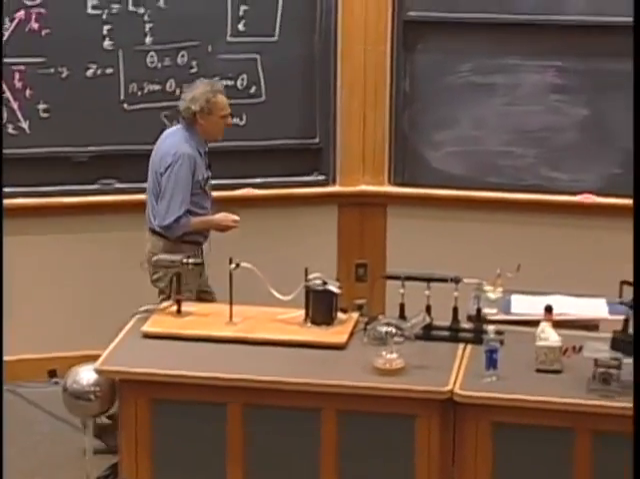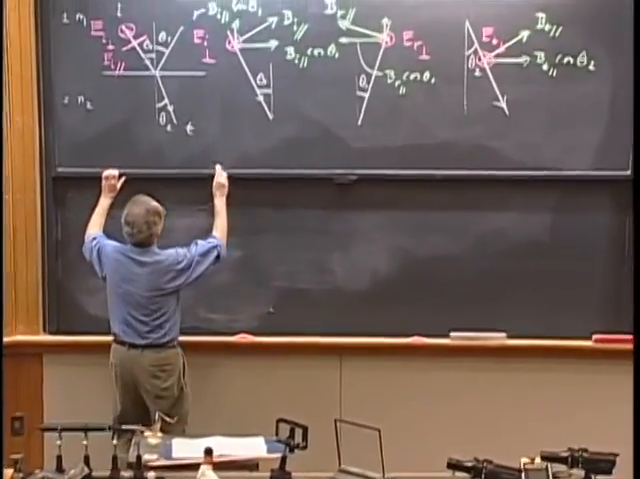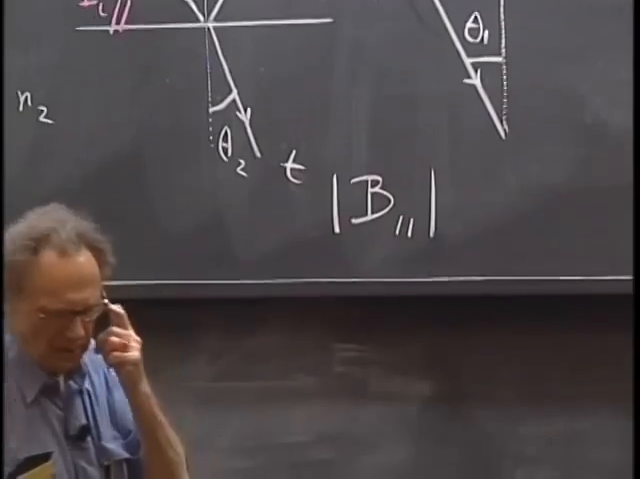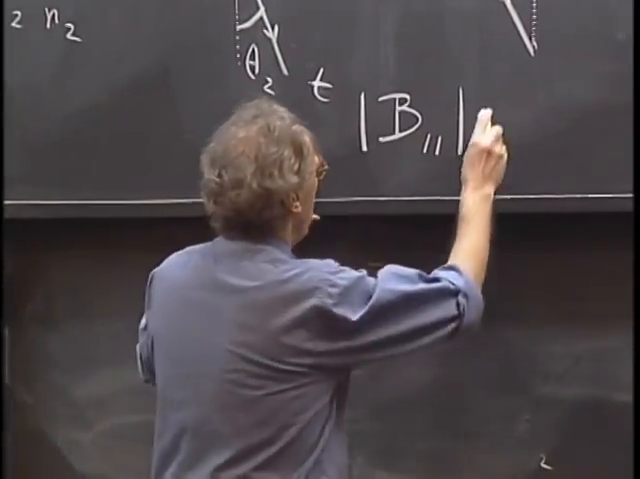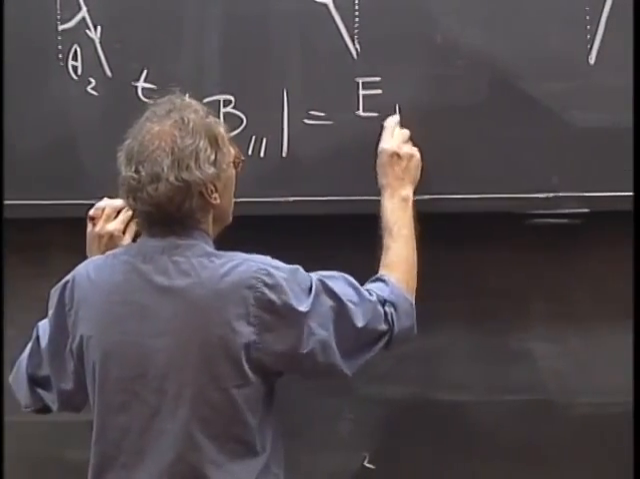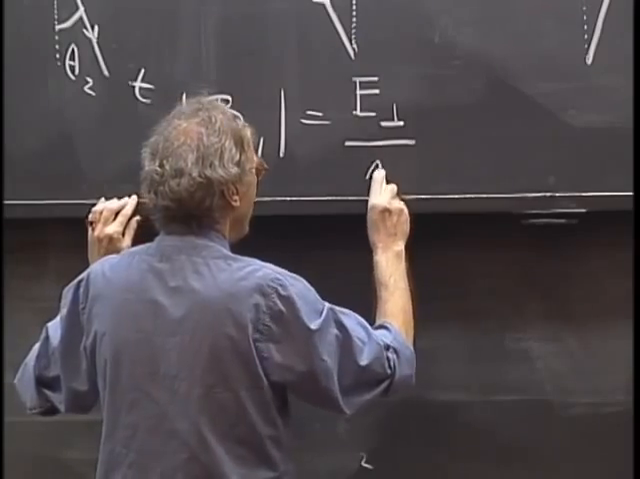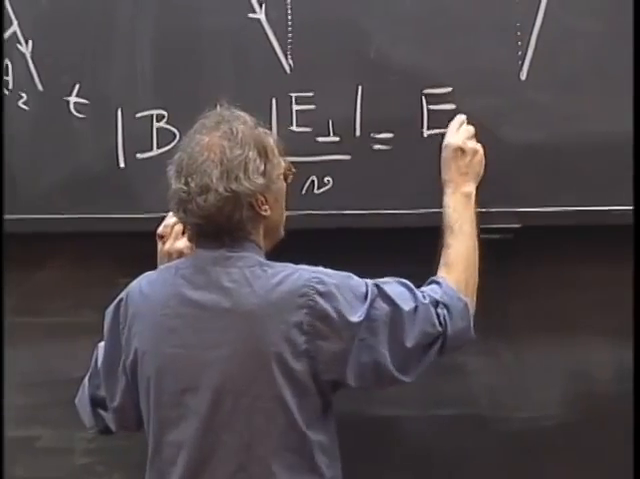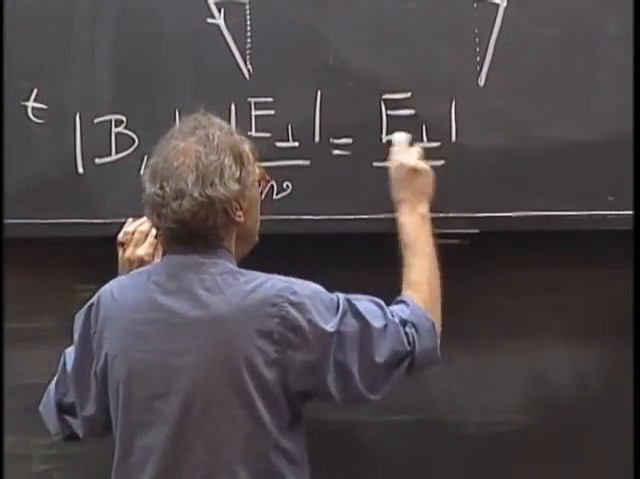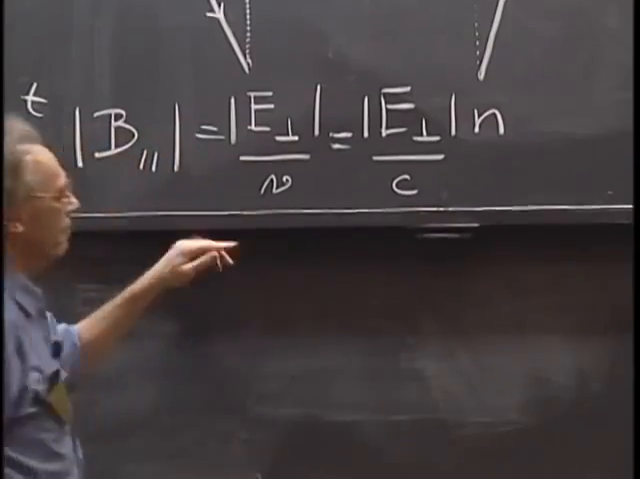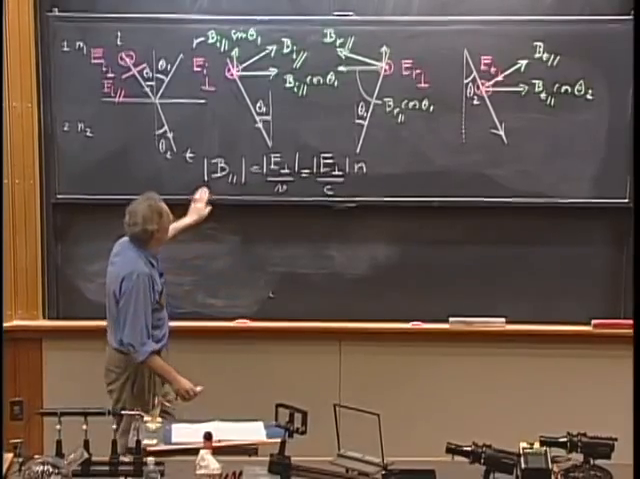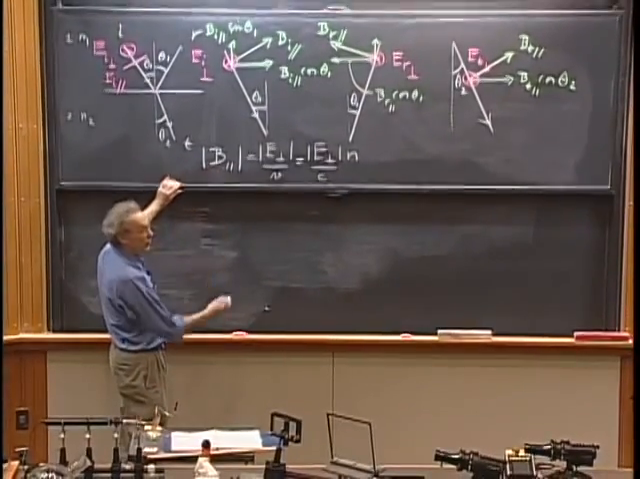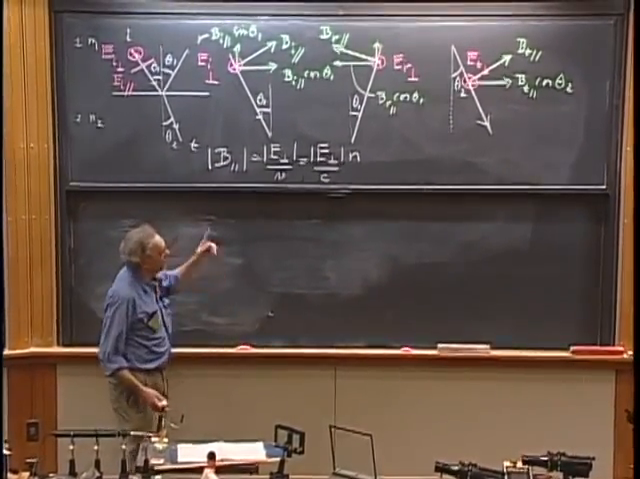So, since B is married to E, we can always write down, and we are going to need that, that the magnitude of B parallel must always be the same as the magnitude of E perpendicular divided by V, which is also the magnitude of E perpendicular divided by C times N. That is the index of refraction. And we're going to need this. This is completely kosher. This is what we knew from Maxwell's equations way before we dealt with this.